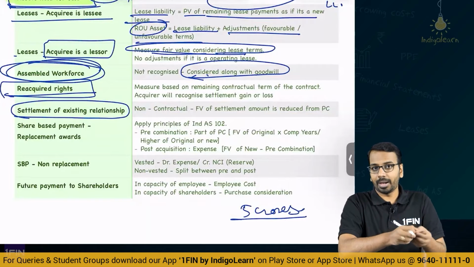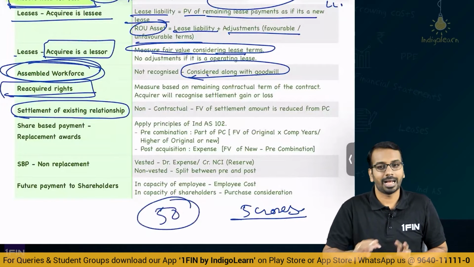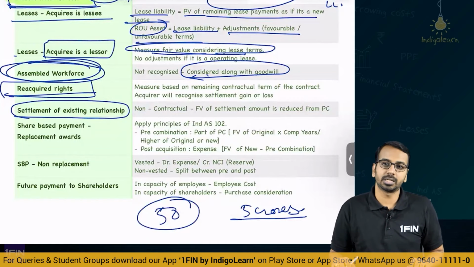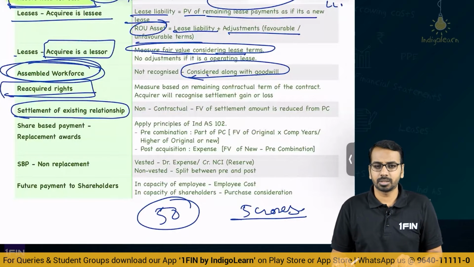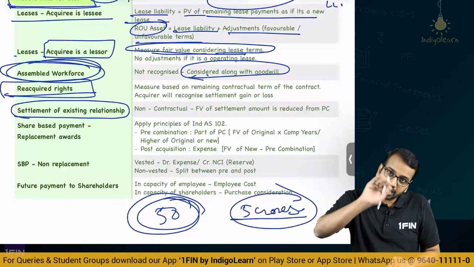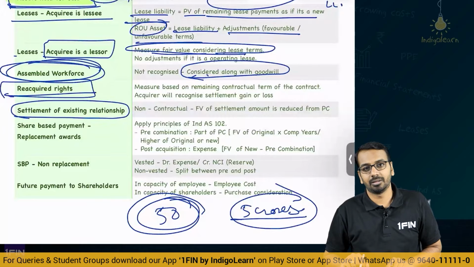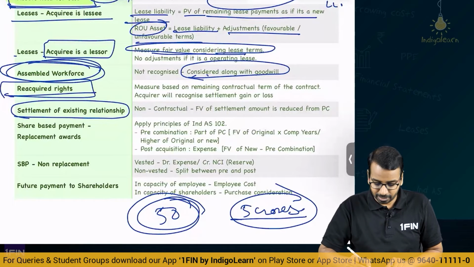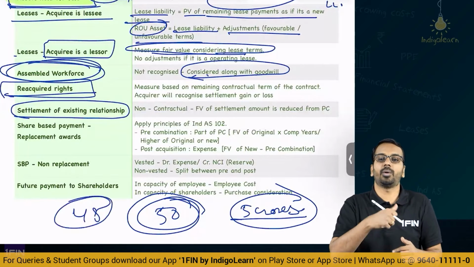Now, I acquired Byju's itself for 50 crores. If I have acquired Byju's for 50 crores, I have paid 50 crores thinking two things. One, 5 crores to settle the existing legal battle, and the balance 45 crores is what I have paid to acquire the business.